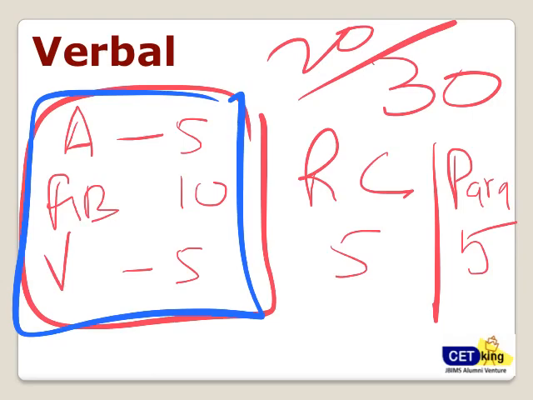RC was all inference based questions, which require a good understanding of the RC, otherwise it would be difficult to solve. Yeah, some of the vocab words used were tough, no doubt about this. So that's your overview of the verbal section.